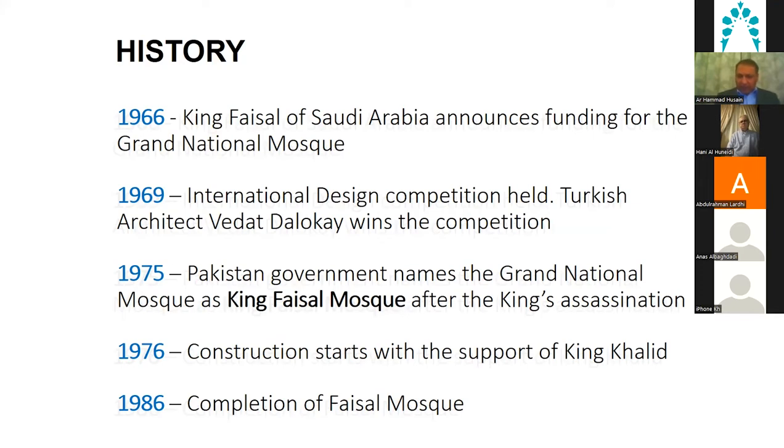Next year, in 1976, construction started with the support of King Khalid, who had some sort of a contract with the government of Pakistan. And 10 years later, the Faisal Mosque was completed and opened to public. So this is a very brief history of how it went.